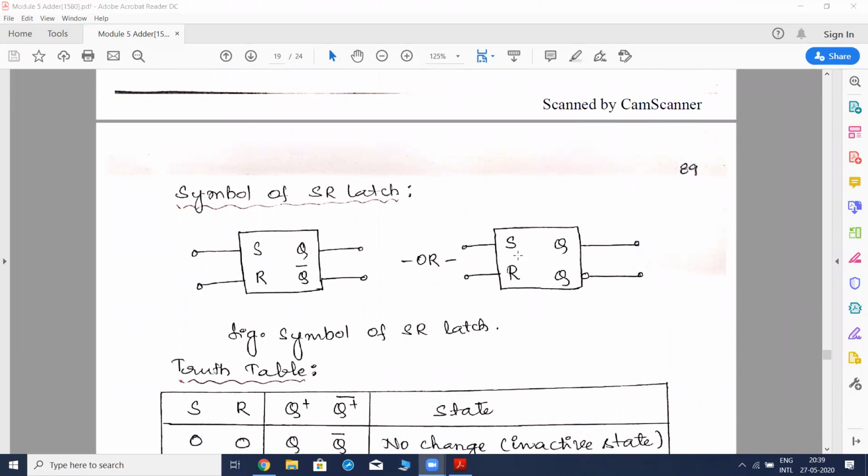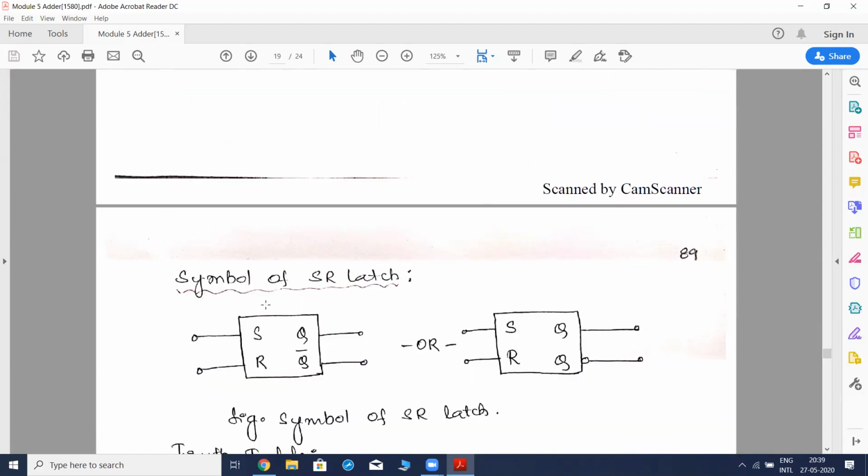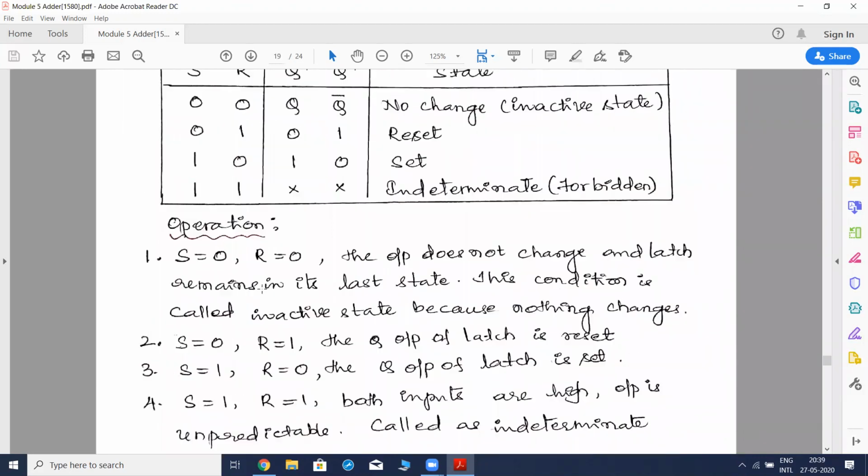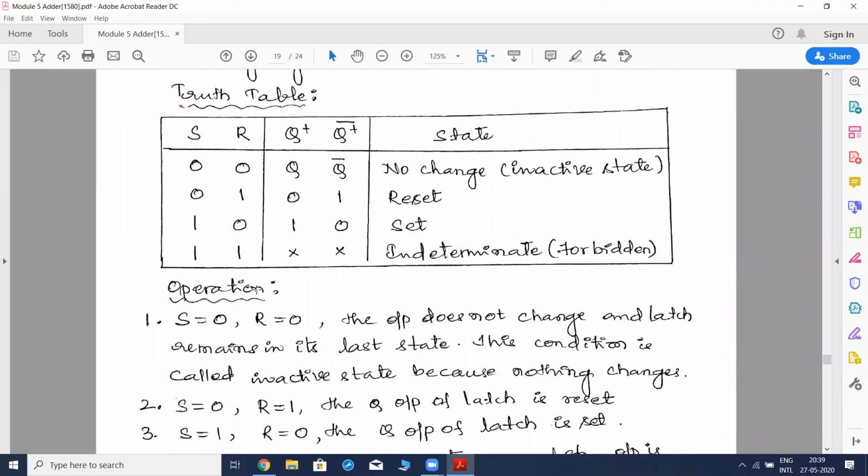Now we could represent the symbol like this. You could see the small change between the first block and the second block. They both are SR latches only. Here we have the output Q bar. In this particular block diagram, we have shown a small bubble over here. What is the meaning of the bubble? It is the complement that is taken. Both of them represent an SR latch only. Now let us put everything in a table. When we put everything in a table, we can write the truth table of the SR latch.